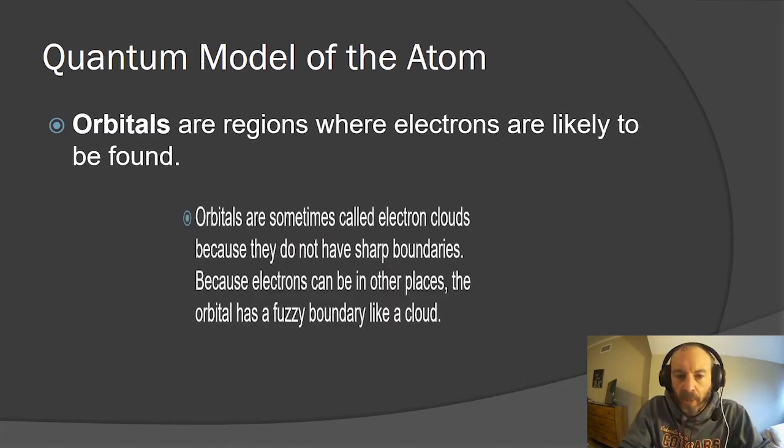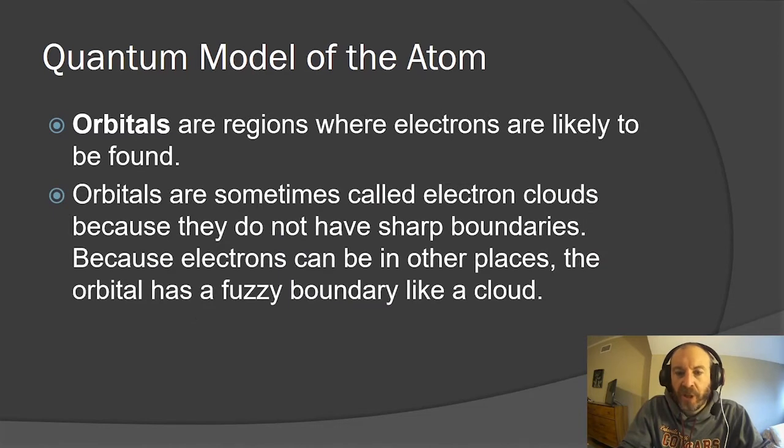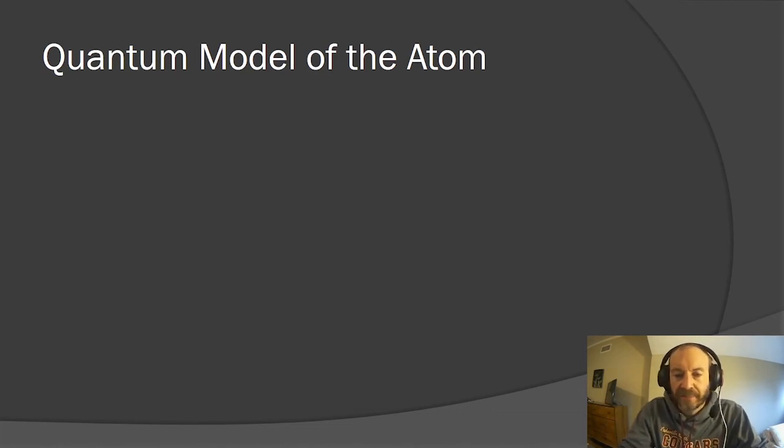Those places are called orbitals, and sometimes you call them electron clouds because they don't have exact boundaries. Like I just said, the electron is most likely to be in the center of the electron cloud, but sometimes it can be towards the edge of it, so the boundary is kind of fuzzy.